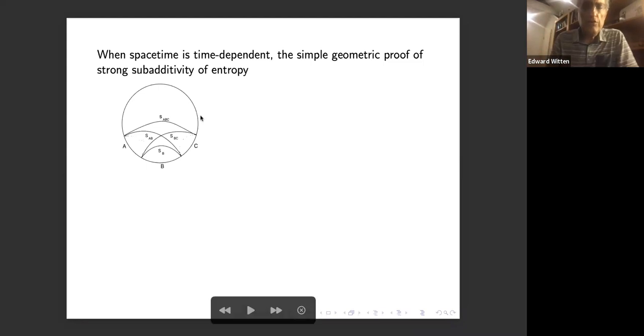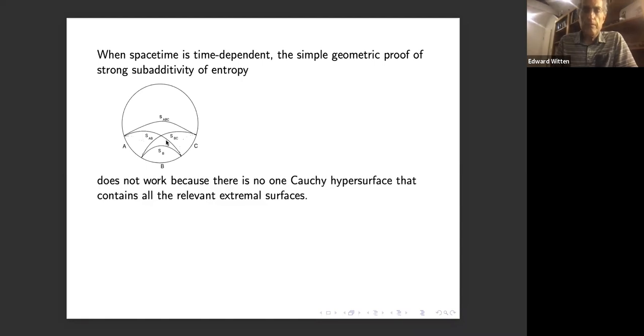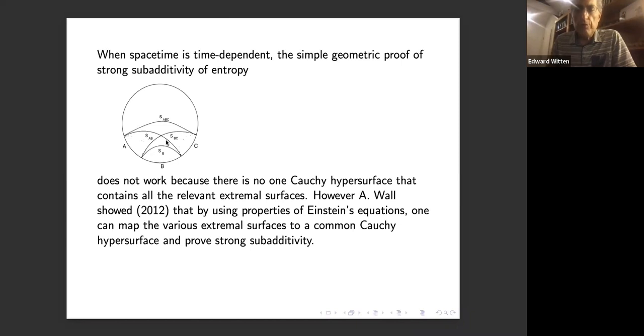So in this picture, for example, SAB and SBC correspond to geodesics that intersect. In a time-dependent situation, they're still one-dimensional, but now they live in 3 dimensions. They generically won't intersect. There's no space-like surface that combines them both. And you can't prove strong subadditivity just from the triangle inequality. But Wall showed that by using properties of Einstein's equations, you can map the various extremal surfaces to a common Cauchy hypersurface and prove strong subadditivity.